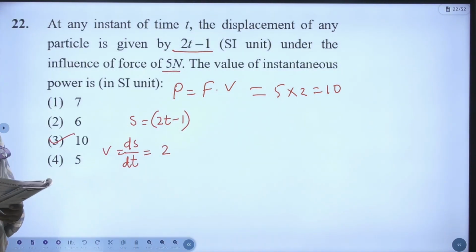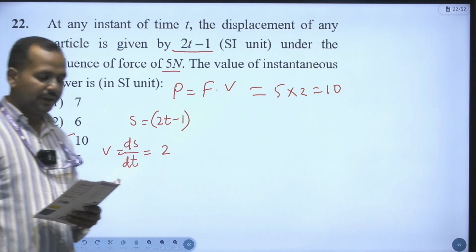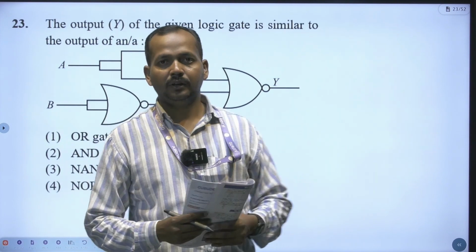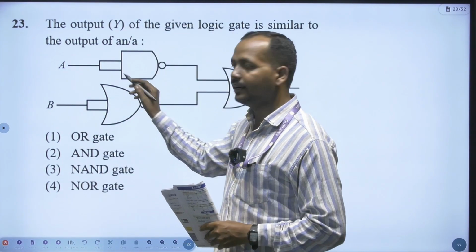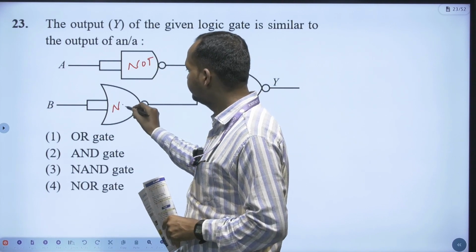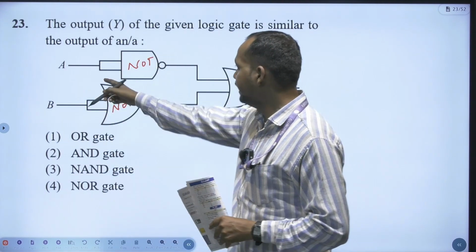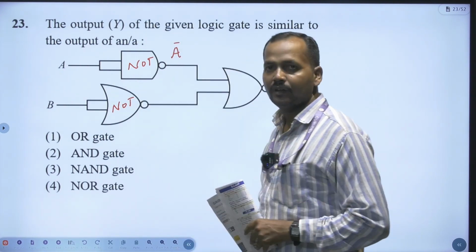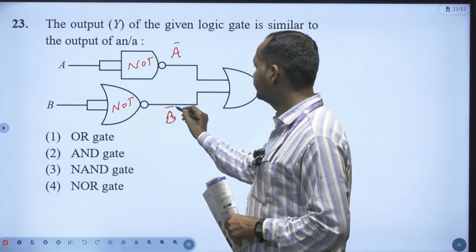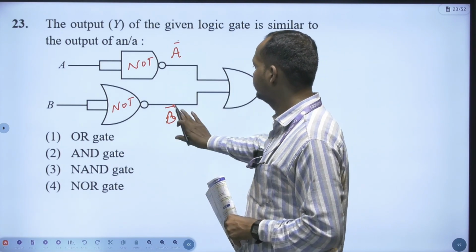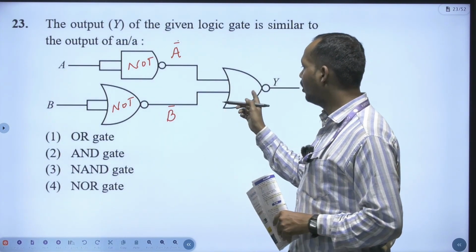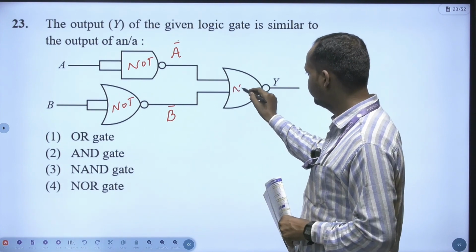The next question, number 23. It is based on logic gates. Here this is purely a NOT gate, and this is also a NOT gate. Okay guys, if A is there, here it will be A bar. Sorry, B is there, so it is B bar. Now this is a NOR gate.